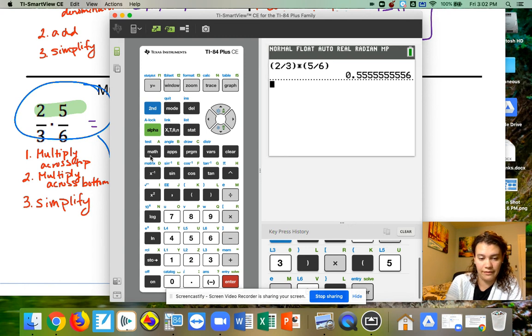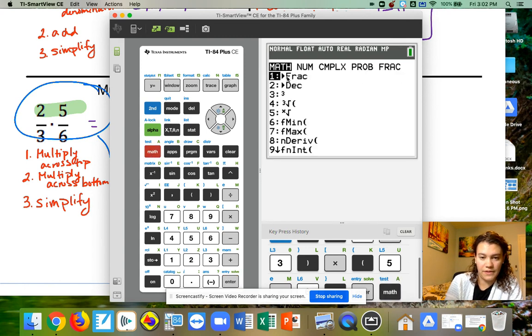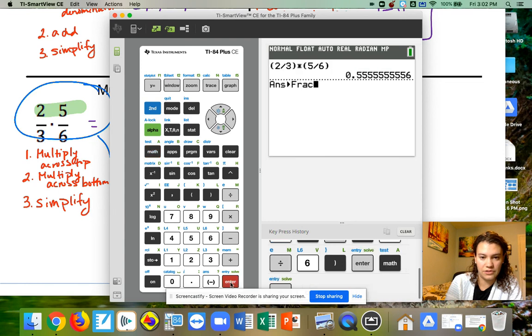Then you want to hit math, and then you want this number 1, but you can just hit enter once, enter again, and it gives you your fraction 5/9 already simplified. So you're welcome to use a calculator as long as the question does not say to do it by hand.